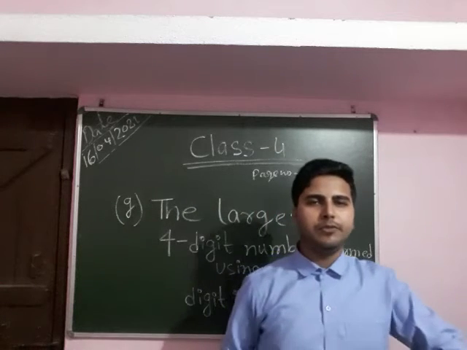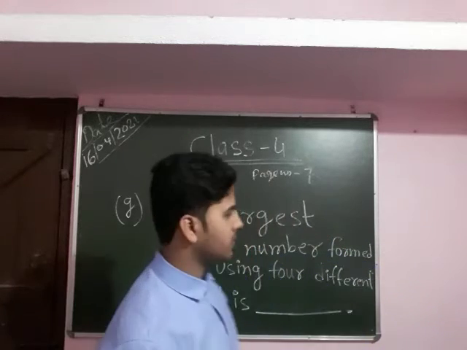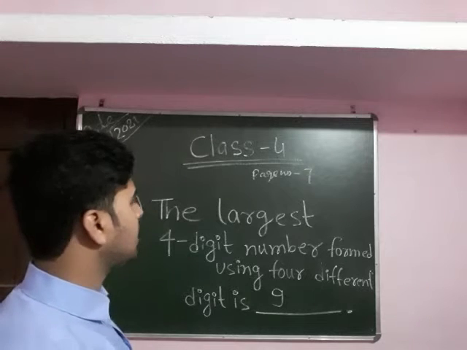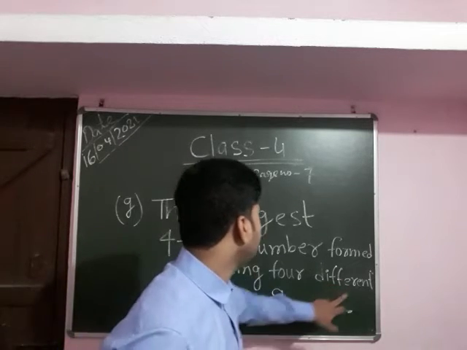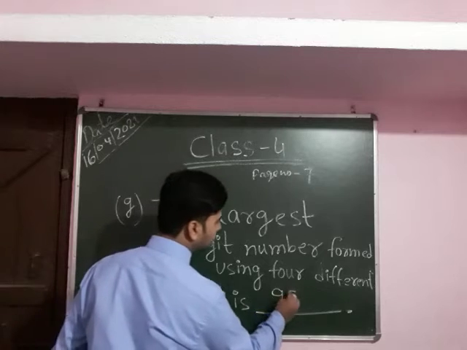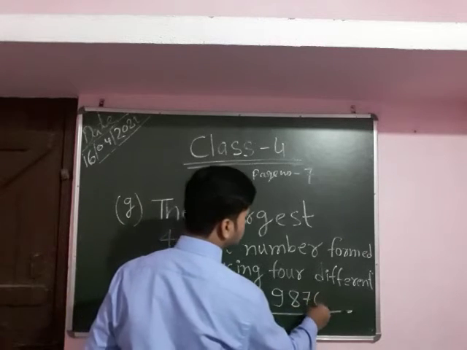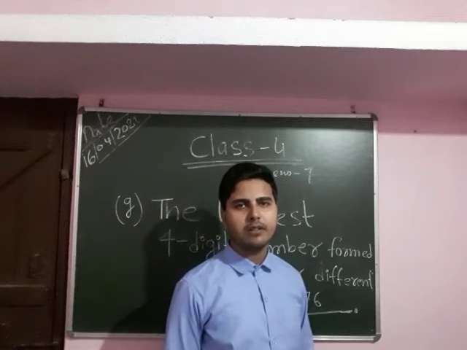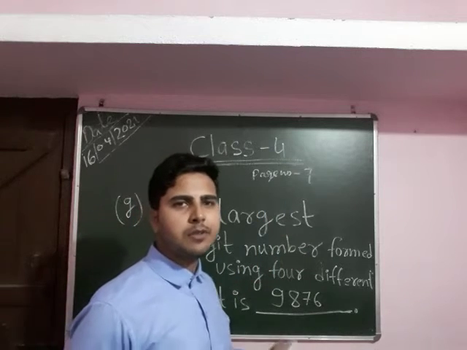Dear student, we know that the largest number of one digit is 9. So we will write 9, and the question is saying four different digits. So we will just write 8 and different one 7 and 6. You got it? Any doubt? No. Can I erase the board?